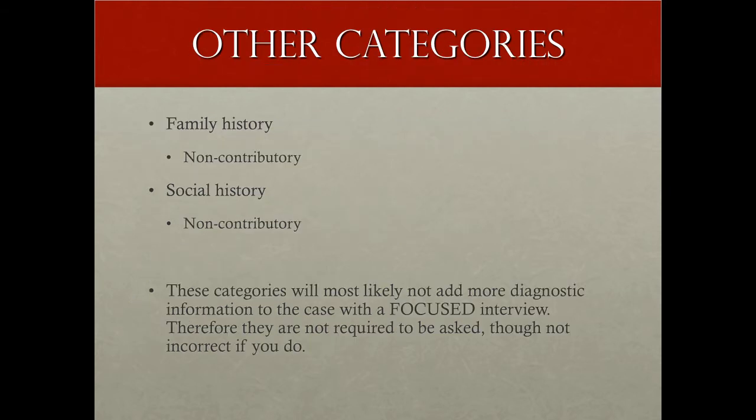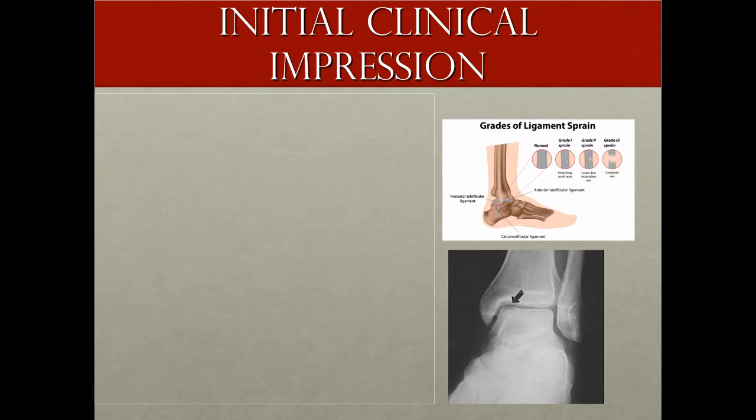When we look at some of the other categories of data, family and social in this case are non-contributory. His family history is not going to change the mechanism of injury. His social history is not going to change the mechanism. Therefore, those questions really don't need to be asked in a focused interview. However, in clinic, you'll be doing focused interviews followed by family, social, and all other biopsychosocial issues that need to be documented in the clinical file.